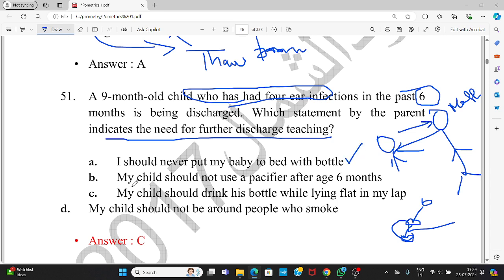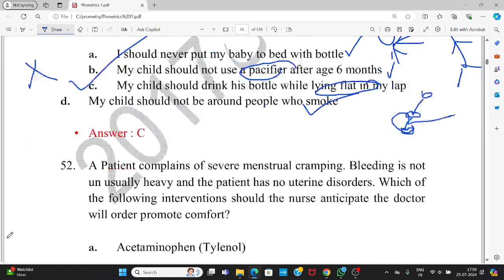My child should not use a pacifier after age 6 months. Yes, no need of a pacifier after 6 months, because we say it will delay teething. My child should drink his bottle while lying flat in my lap. No, this should be the answer. You cannot give while lying flat. You should have head elevation. My child should not be around people who smoke. Yes. So this is a very direct question. You don't have to think much, isn't it? It's very easy.